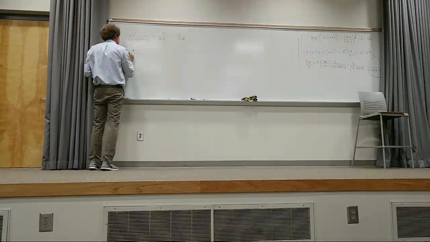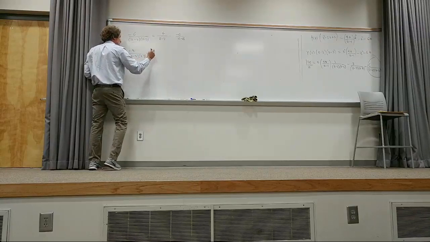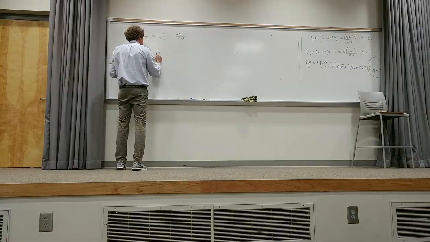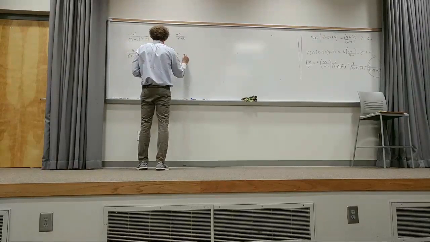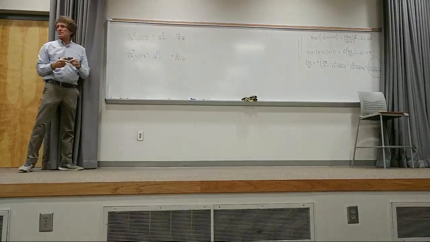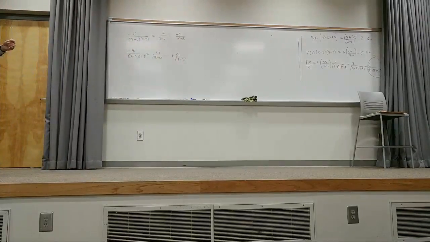Minus z over z minus 2 times z minus 3 equals some c1 over z minus 2 plus c2 over z minus 3. Help me out here. You guys do this one. What is c1?